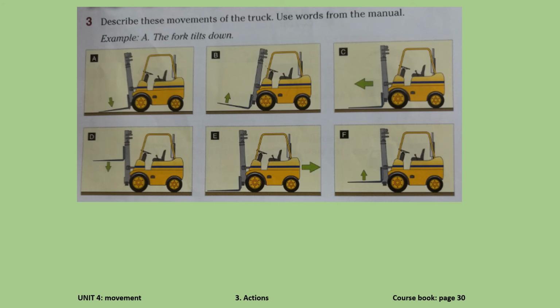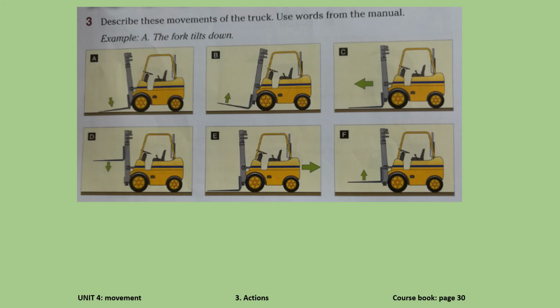Now look at picture B. Look at the arrow and look at the fork. Now look at picture C. Look at the arrow. D. The arrow tells you about the movement of the fork. E. Look at the arrow. It gives you an idea about the movement of the truck. And F. The arrow gives you an idea about the movement of the fork.